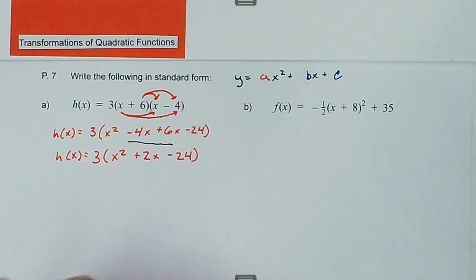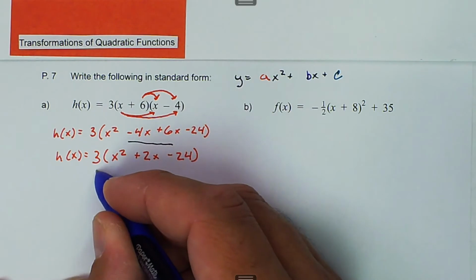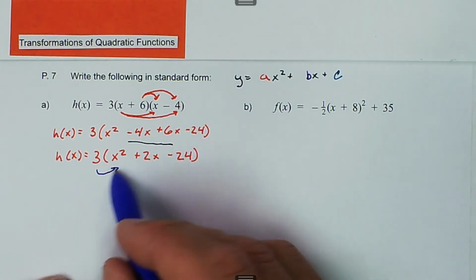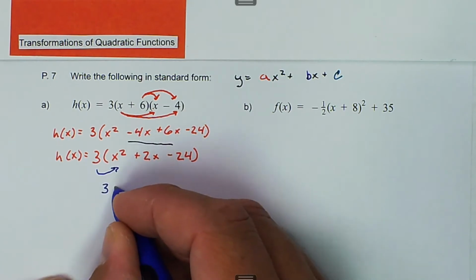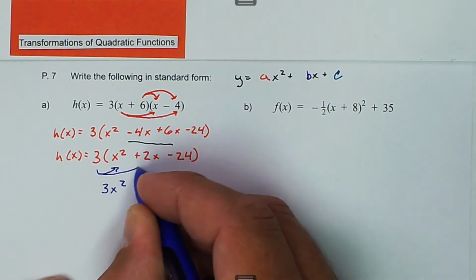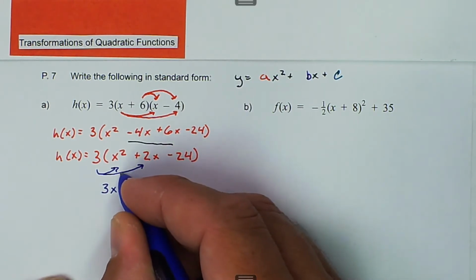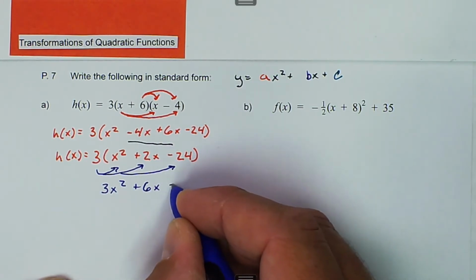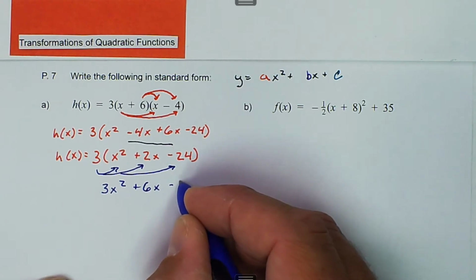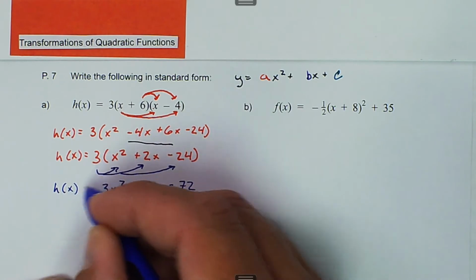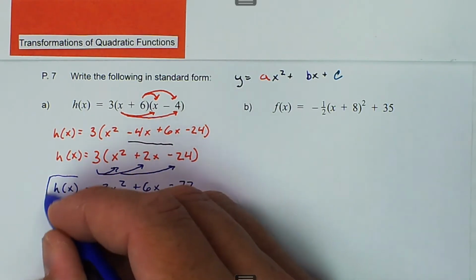And then we can distribute the 3 in, and we get 3x squared plus 6x minus 72. So that is in standard form.